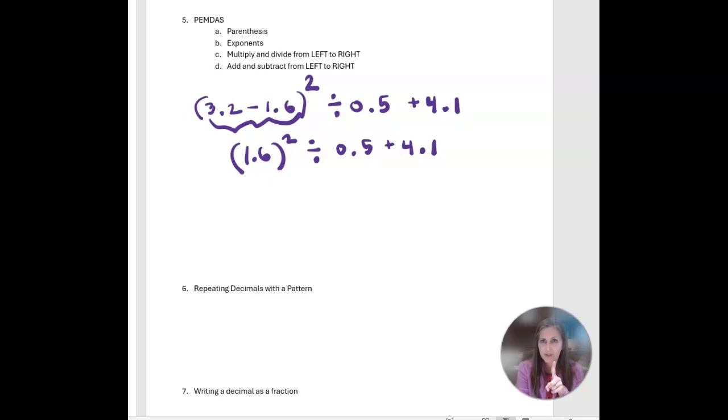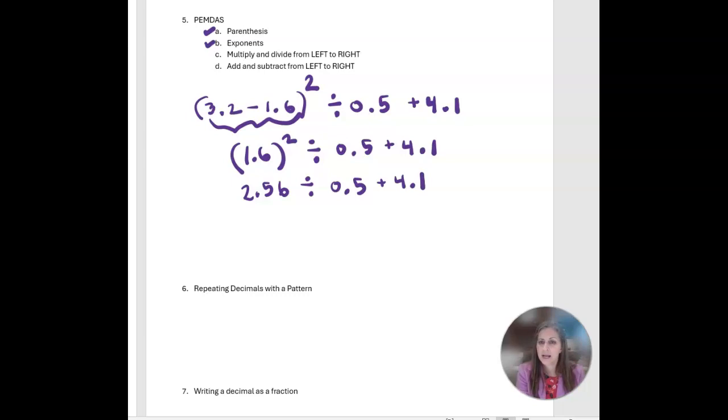All right, so we did our parentheses. I'm going to check that. We do have an exponent. I'll check that next. 1.6 squared. We have a squared button on our calculator, so I'll square that. Can't really see. It's going to be 2.56, and then we're going to divide by 0.5, and then we're going to add 4.1. Again, I'm just doing one thing at a time.